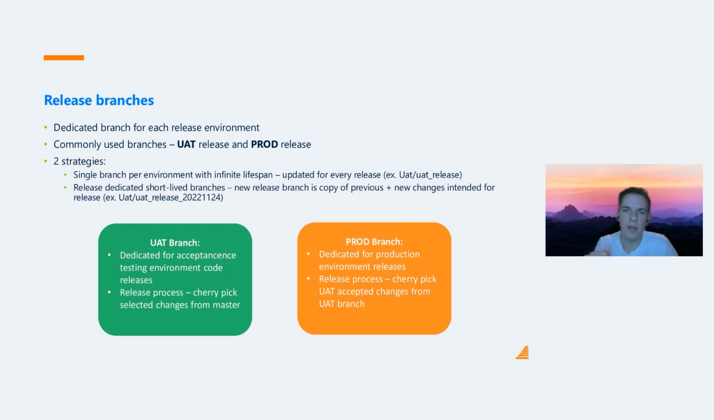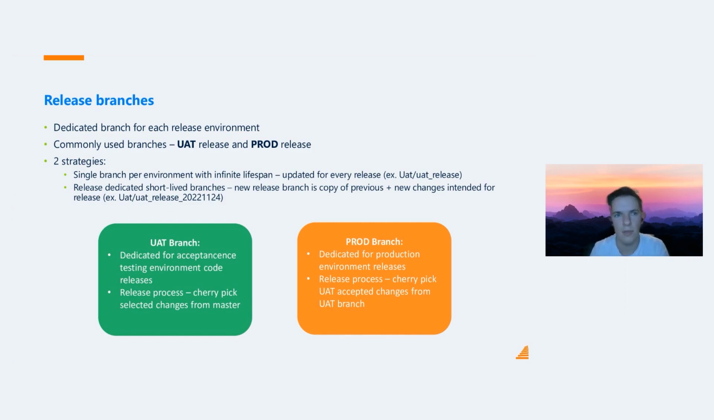The same applies to the production branch. It's dedicated for the production environment, and the release process is similar, but instead of cherry picking from master, you should cherry pick from the UAT branch, right? Because you want to release features that have already been user acceptance tested, and you probably have resolved some merge conflicts when you made the UAT release. You want to release exactly the same code that you released to UAT, so you just cherry pick from UAT and not from master, not from a feature branch. Yeah, quite simple and quite easy.